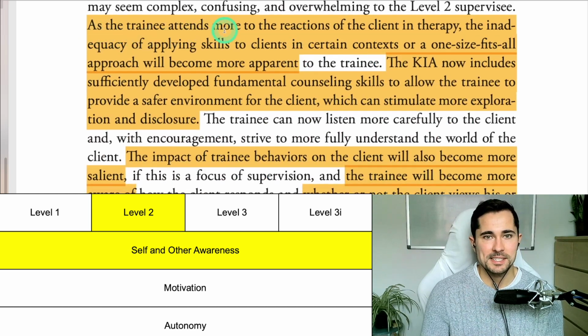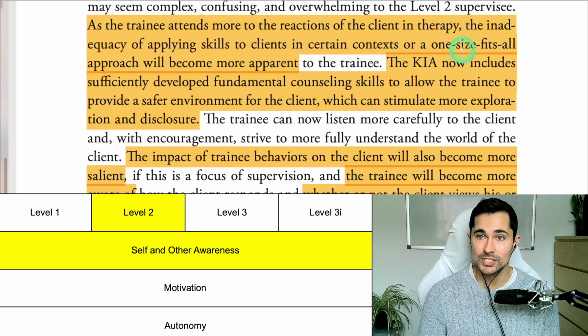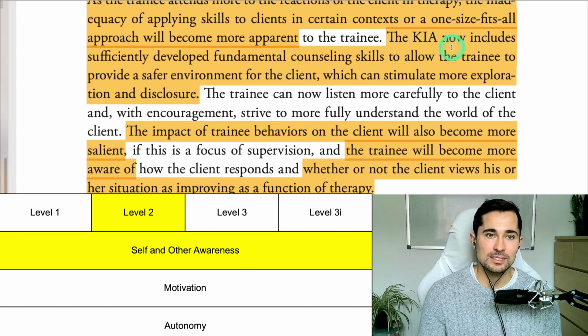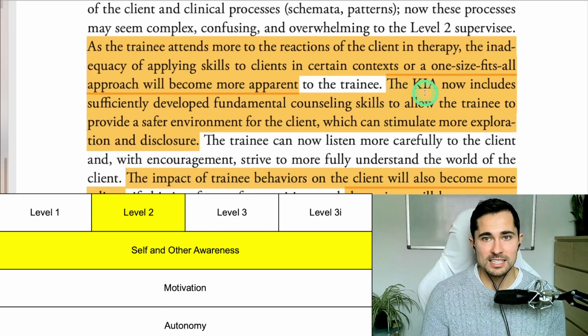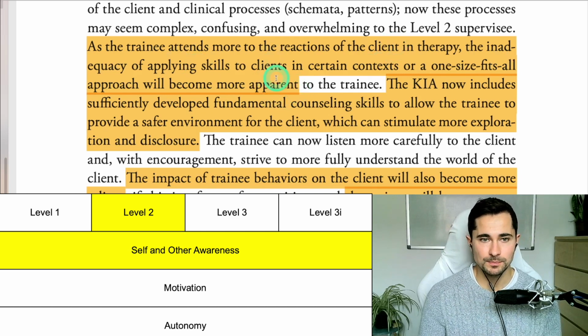But as the trainee attends more to the reactions of the client in therapy, the inadequacy of applying skills to clients in certain contexts or a one-size-fits-all approach becomes more apparent. So the knowledge in action now includes sufficiently developed fundamental counselling skills to allow the trainee to provide a safer environment for the client, which can stimulate more exploration and disclosure. So yes, the trainee has more general skills, but their awareness of the client's responses to these skills actually opens their eyes to how sometimes these are not adequate.